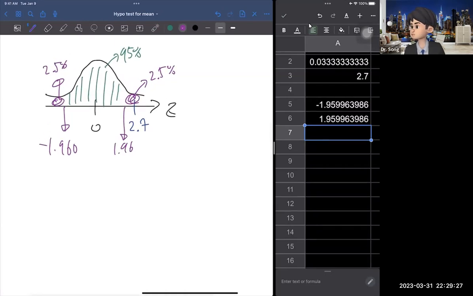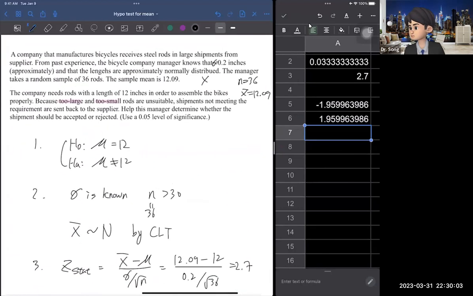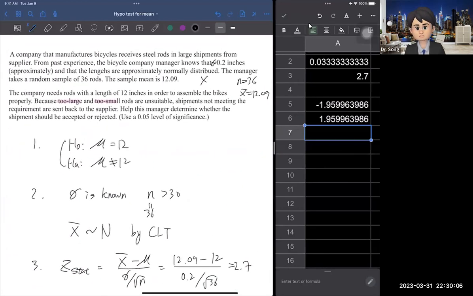But what do you see here? Well, our z test statistic is 2.7. But then the critical value is -1.96 or 1.96. That's why I'm telling you it's better to use the absolute value. So we don't have to consider the positive or negative. It turns out the test statistic 2.7 is greater than 1.96, the critical value. So that means that we do have strong evidence to reject the hypothesis. In this case, this manager has to reject this.